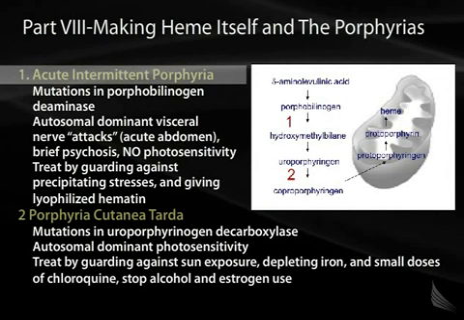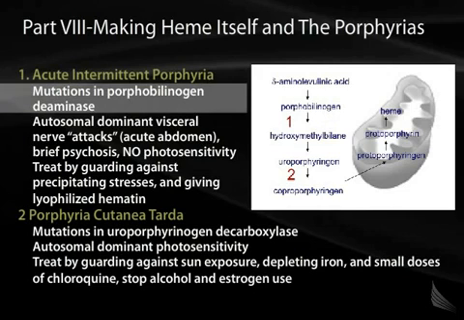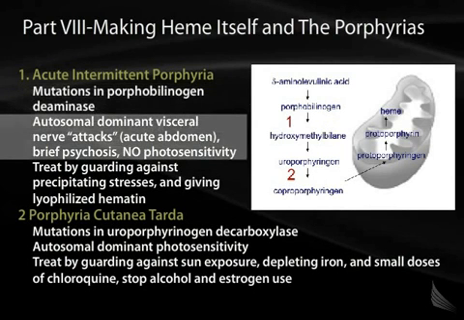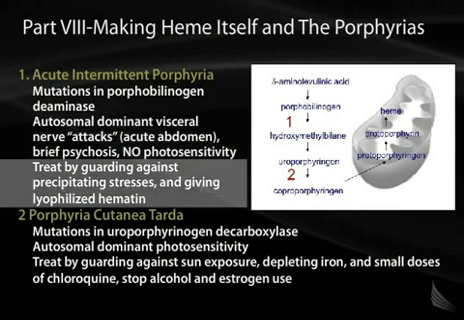Moving on to making heme and the porphyrias, we see here the pathway which you all learned in biochemistry for the production of heme. Let's talk about a couple of the diseases that are involved here. One is acute intermittent porphyria. This is a mutation in porphobilinogen deaminase. We see noted in the diagram where that one would take place, where that enzyme is necessary. This is an autosomal dominant disease characterized by visceral nerve attacks. It's treated by guarding against precipitating stresses and giving lyophilized hematin.